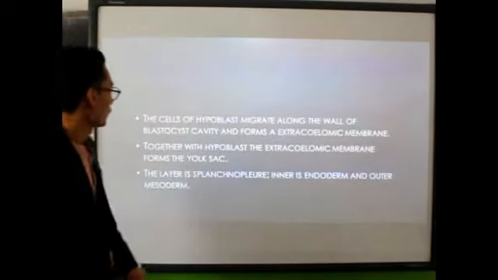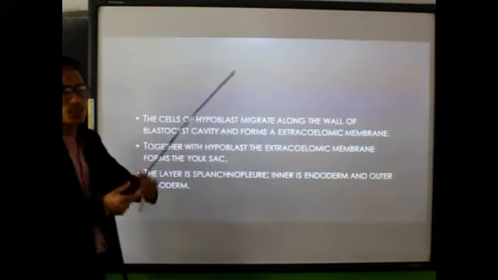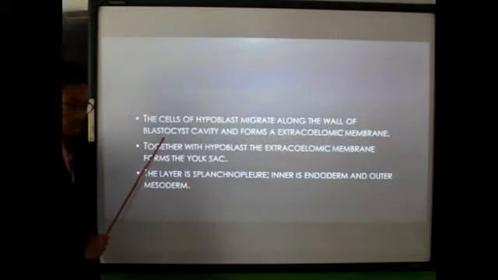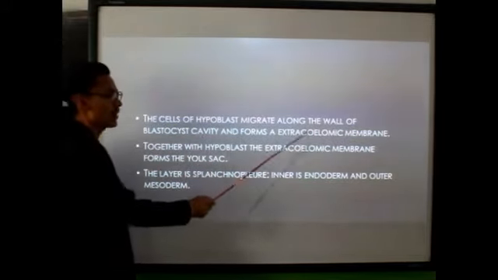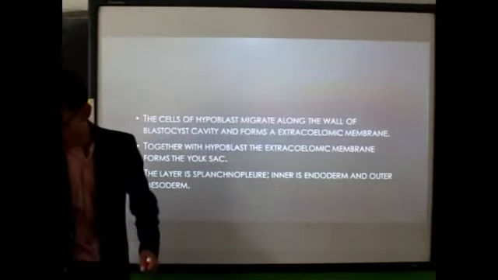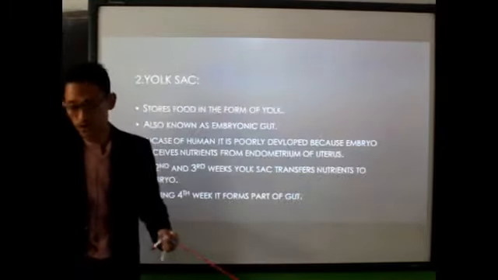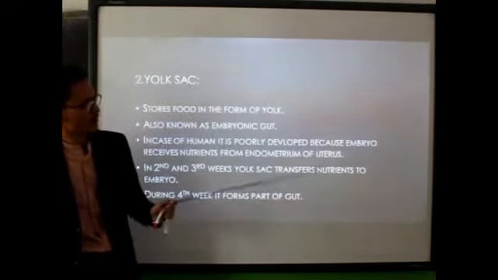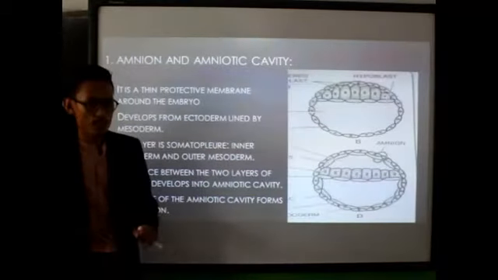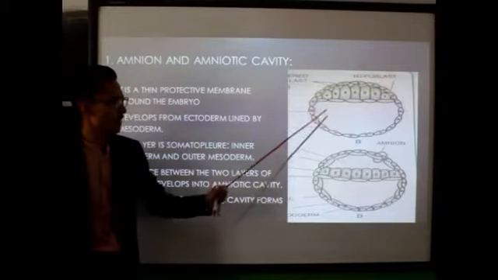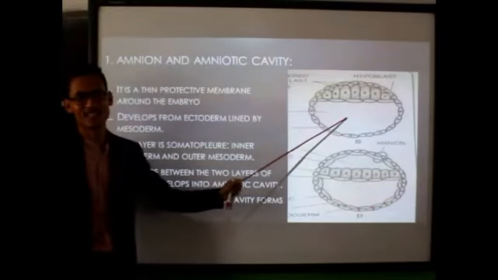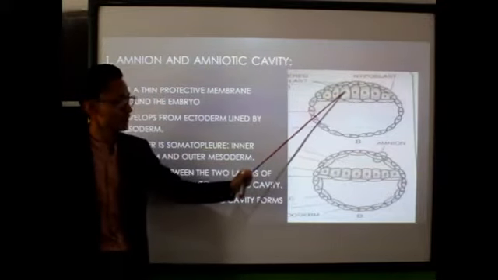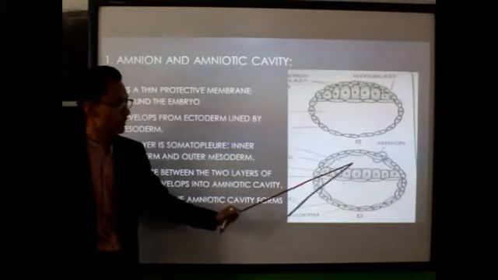Then this next part, let's see. Now, how will it be formed? The cells of the hypoblast migrate along the wall of the blastocyst cavity and form an extracellular membrane. Now, you might get confused over here about which part is the hypoblast and which part is the blastocyst cavity. Okay, so we'll just go back to the structures and see the cells of hypoblast and the blastocyst cavity. So look over here. This is the blastocyst cavity, and this is the hypoblast cell. These two are the blast cells that will help in the formation of the amniotic cavity and the amnion.